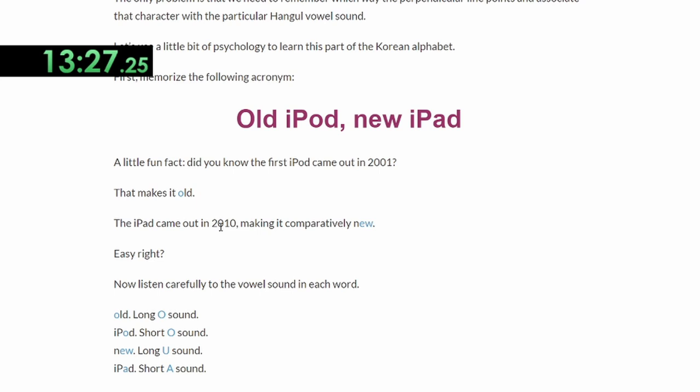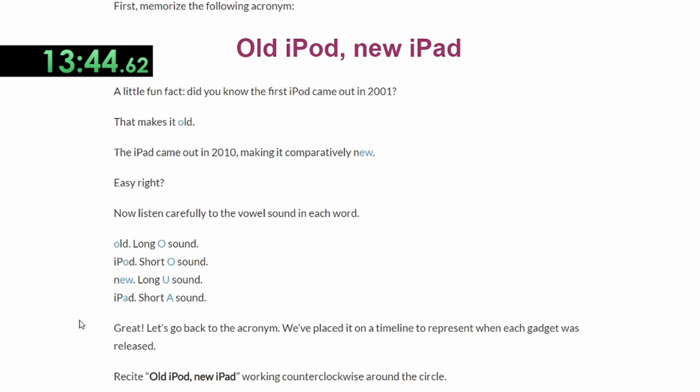Easy, right? Now listen carefully to the vowel sound in each word. Old, long O sound. Pod, short O sound. New, long U sound. Pad, short A sound. Great, now let's go back to the acronym.